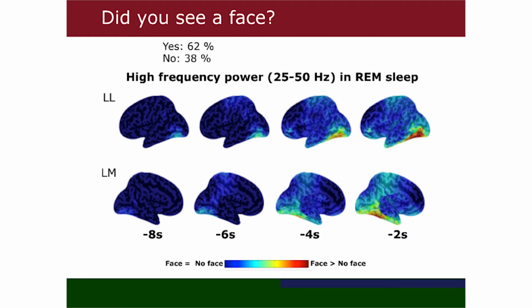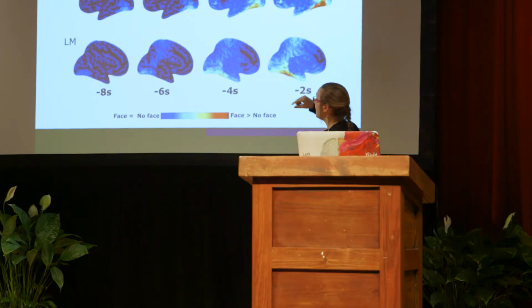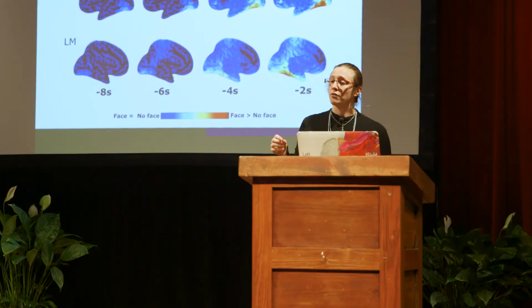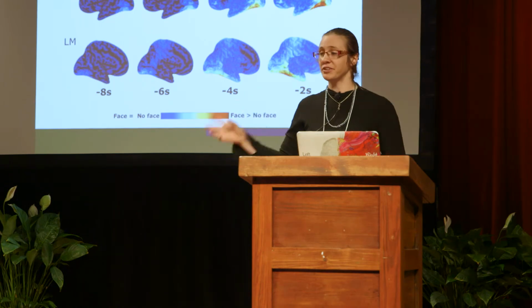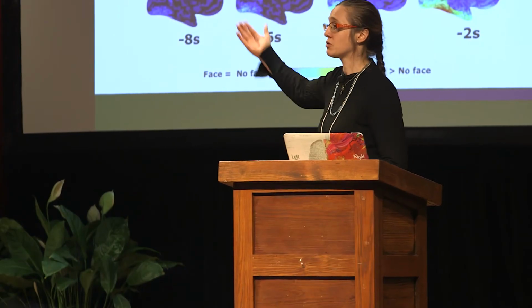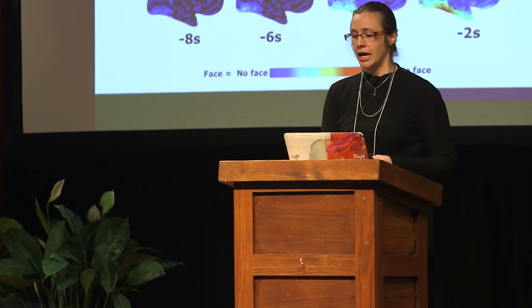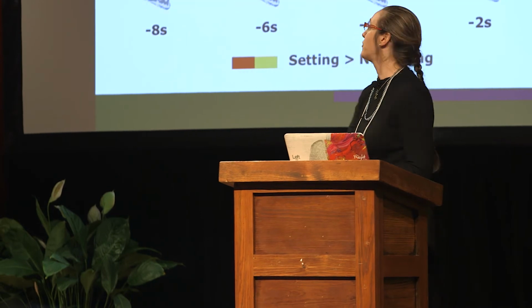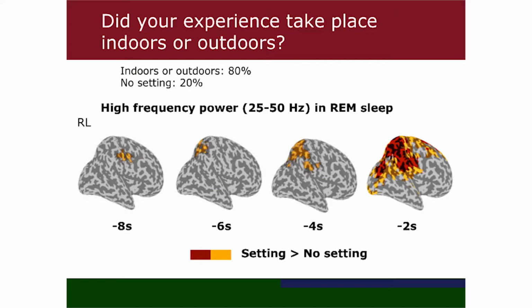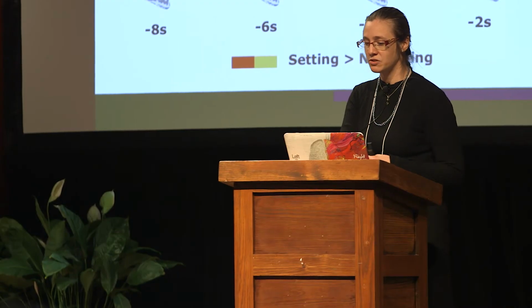This is source reconstruction of high-density EEG. You can see when you were dreaming of faces, you actually have the fusiform face area, which is known to be involved in faces also during wakefulness, light up. And we can also predict some other contents, for example spatial contents, the experience taking place indoors or outdoors. There you can see some difference in the right posterior cortex, or parietal cortex, again in the back.